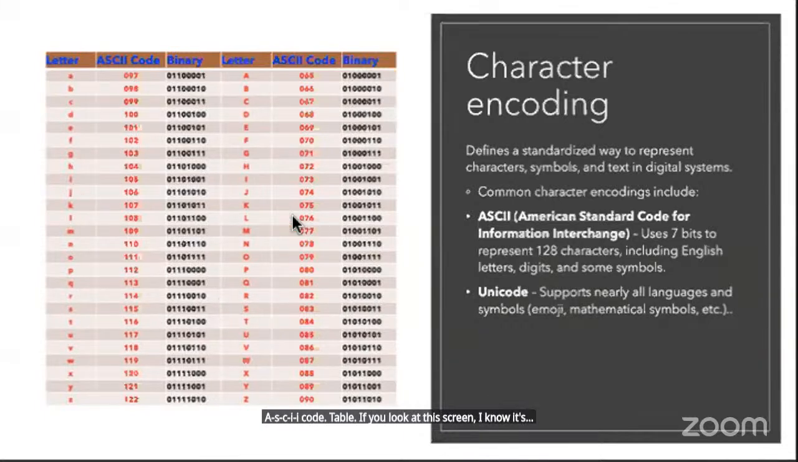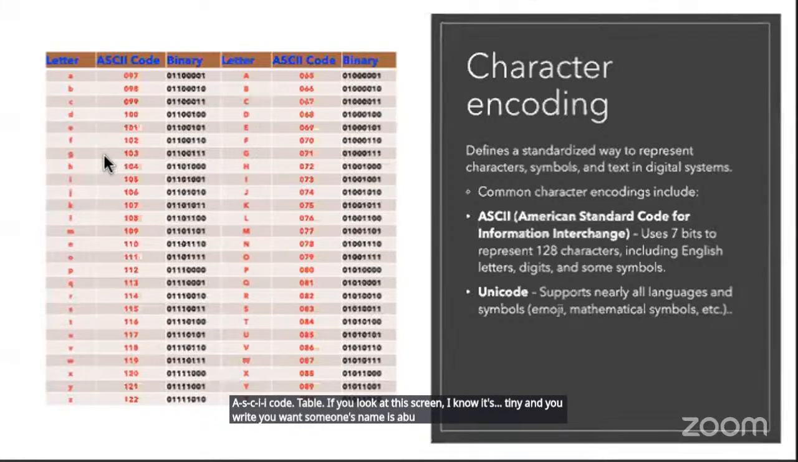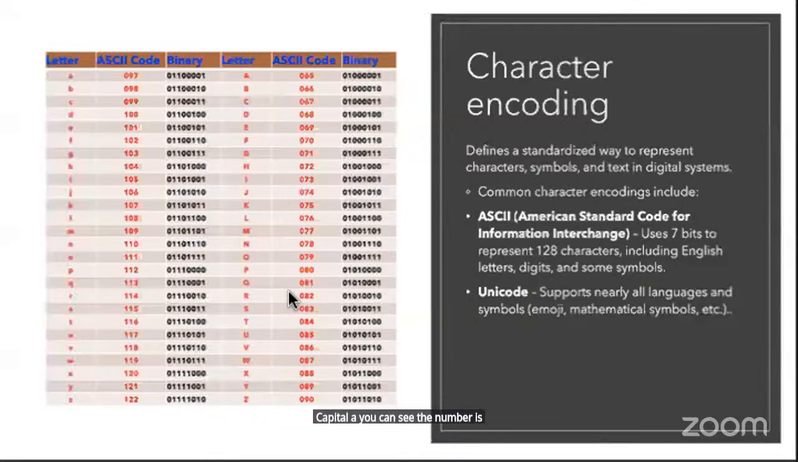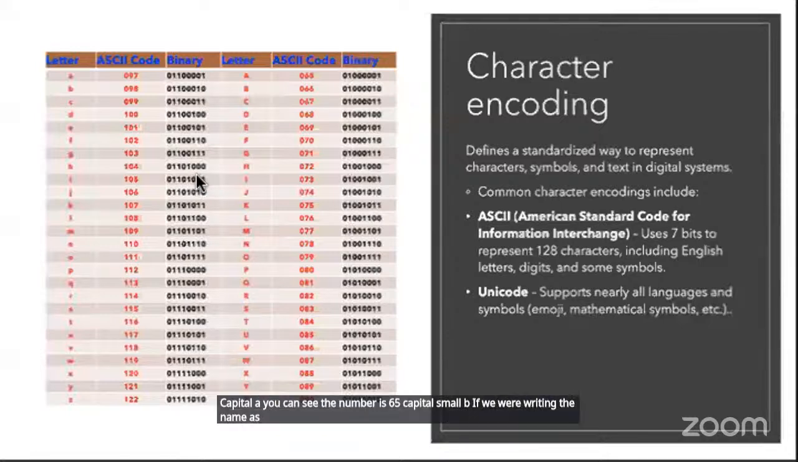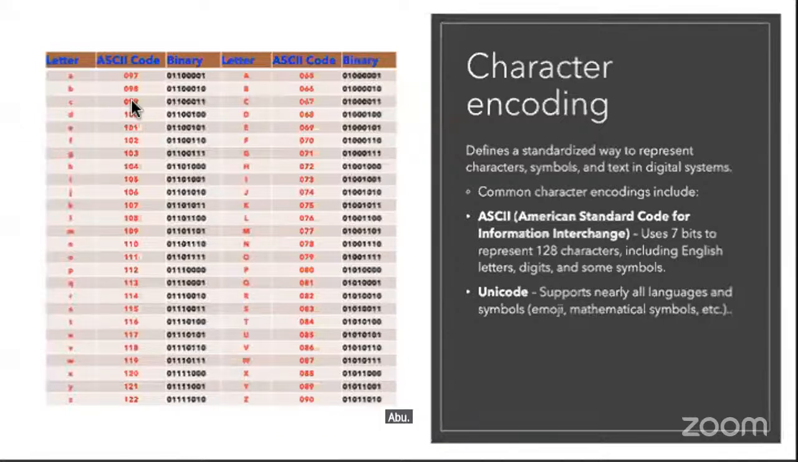If you look at this screen, I know it's tiny, and say someone's name is Abu, A-B-U. Capital A, you can see the number is 65. If we were writing the name as capital A, then small b and small u, small b will be 98, and small u will be 117. So you can now write out the person's name, Abu, but that will be in ASCII code. Those numbers you will have to convert to binary, because the computer understands only the binary system.